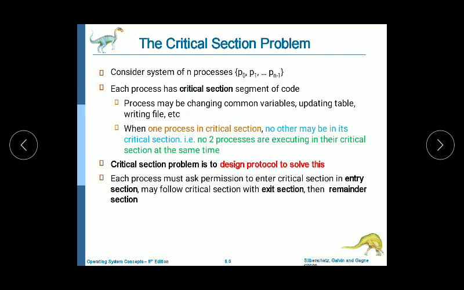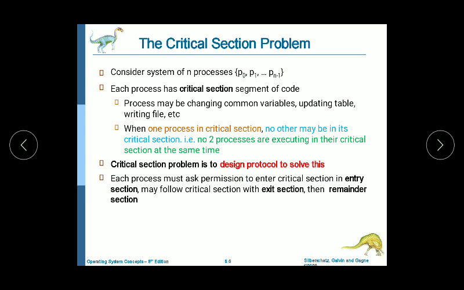Now let us discuss about critical section problem, a very important problem with respect to cooperating processes. We begin our consideration of process synchronization by discussing the critical section problem. Consider a system consisting of n processes P0, P1, P2 up to Pn minus 1. Okay? Many number of processes we are having.